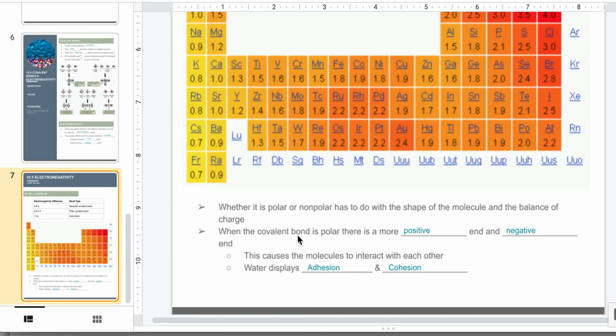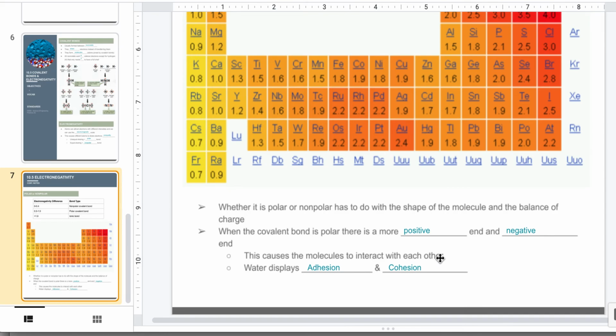So when the covalent bond is polar, there's a more positive end and a more negative end. Okay, so we get a partially positive end and a partially negative end because the electron is spending more time near the stronger atom than the weaker atom. So the weaker atom is going to have a more positive charge, whereas the stronger one, because it can pull on that negatively charged electron, is going to have more of a negative charge. Okay, so this causes the molecules to interact with each other.